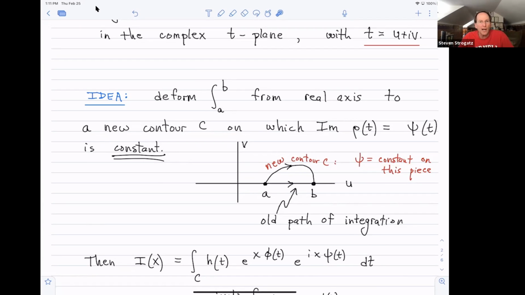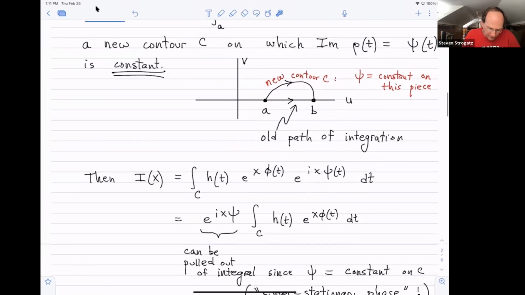Now, why would we do that? What's the advantage of doing that, if it's even possible? Well, watch what happens if we can achieve that. The integral we're interested in, h of t e to the x rho, can now be written as e to the x phi times e to the i x psi. And if we're able to achieve psi equals constant, then this term will be constant and can come outside the integral. We would then be left with this e to the i x psi that's constant, and then something that looks like it's all geared up for Laplace's method.